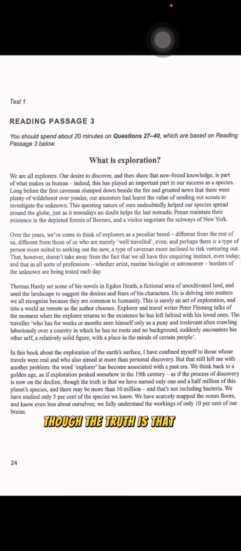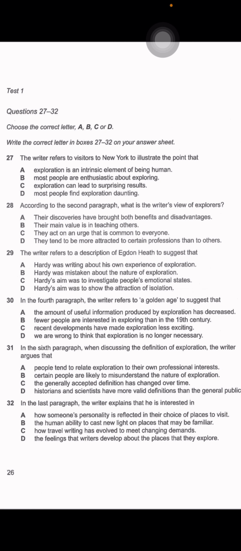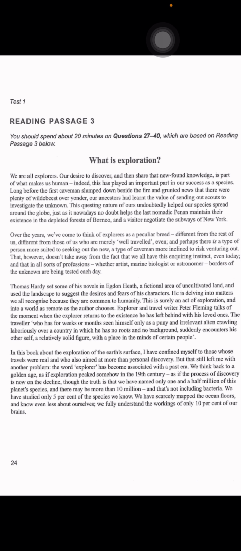Though the truth is that we have named only 1.5 million of this planet's species, and there may be more than 10 million, and that's not including bacteria. We have studied only 5% of the species we know. We have scarcely mapped the ocean floors and know even less about ourselves. We fully understand the workings of only 10% of our brains. So, the amount of useful information produced by exploration has decreased.